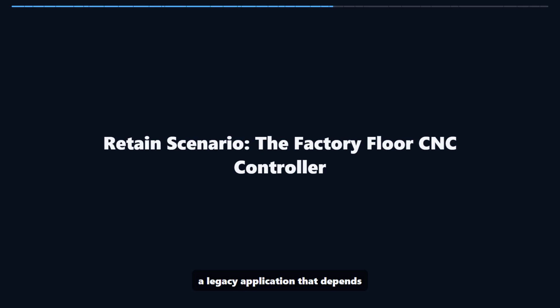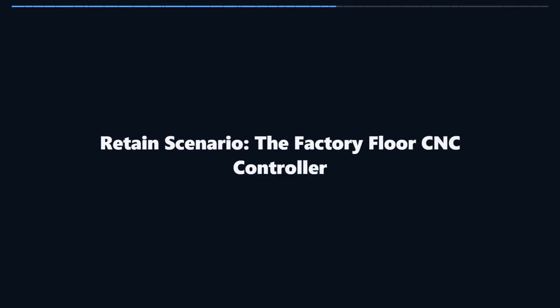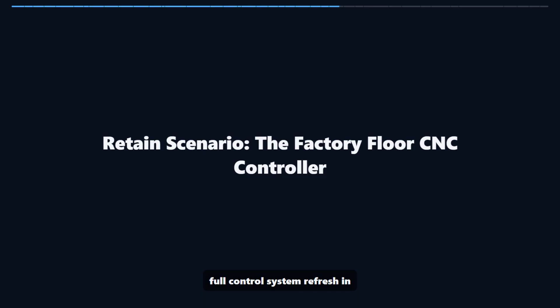A precision manufacturer runs computer numerical control, CNC machines, computer-controlled equipment for automated precision manufacturing, controlled by a legacy application that depends on a custom PCI card. Supporting that hardware in a typical cloud VM is problematic. The app is critical, production stops without it. They retain it on-prem and schedule a full control system refresh in 2 years when the machines are replaced. Retain is the correct call. Moving it could break the factory floor, and the business can't afford that.